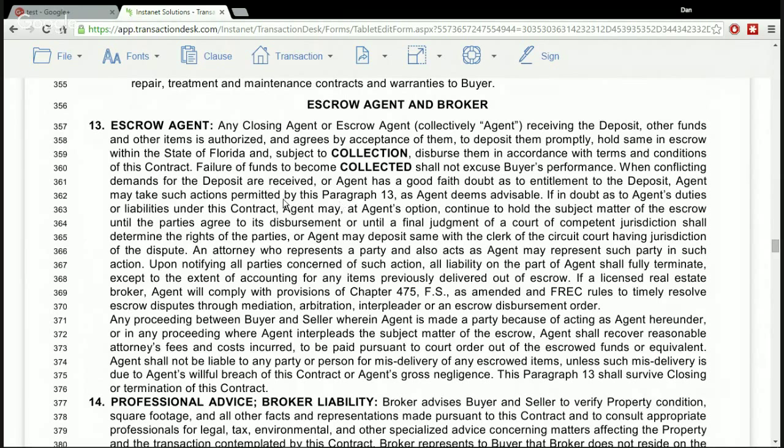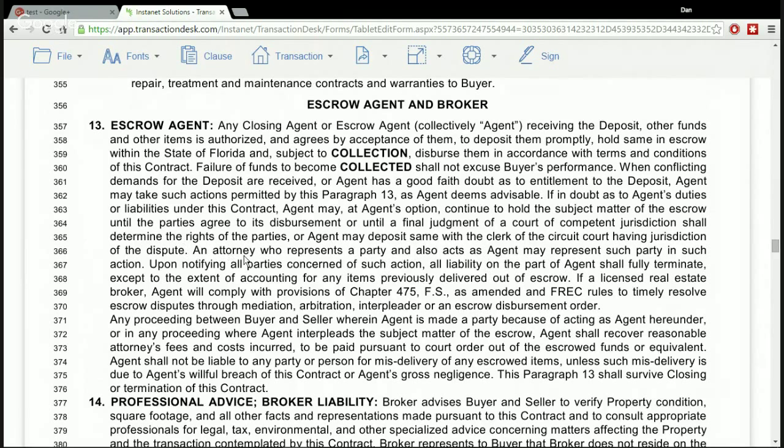This just talks about what the closing agent is supposed to do if they're in doubt because of conflicting demands on a deposit. So there's some stuff that has to go on there. They file an interpleader with the court, which basically will try to remove them from the argument, and then the court would take over the funds that have been collected, the funds that are in escrow, and determine who's at fault.